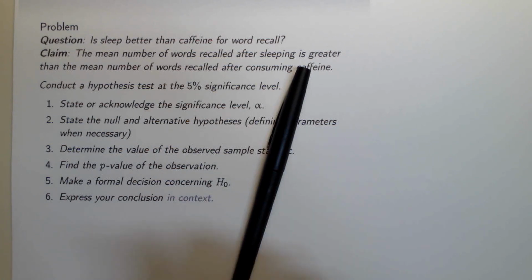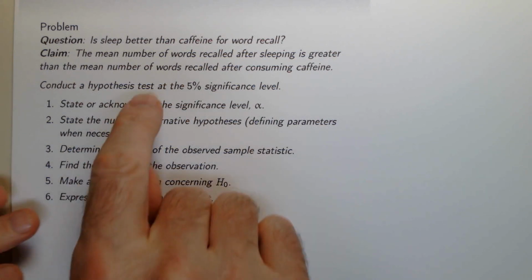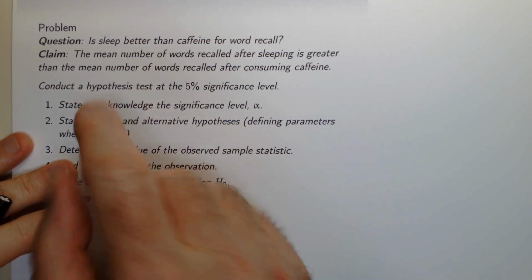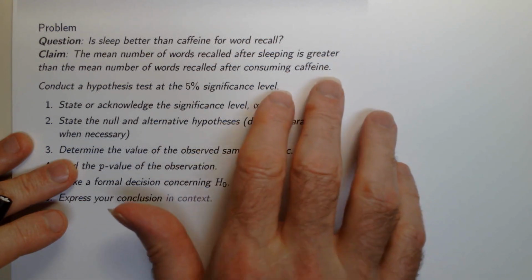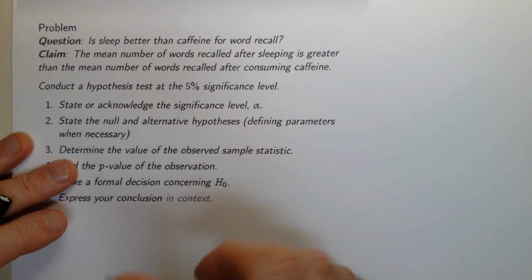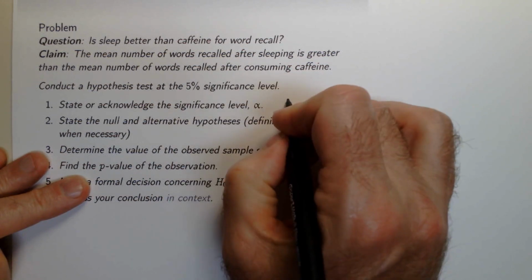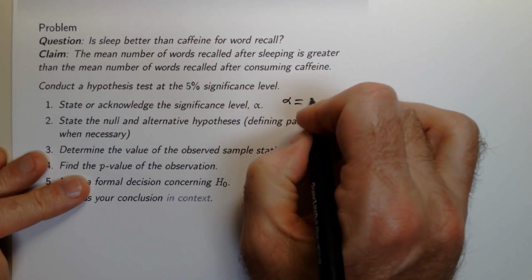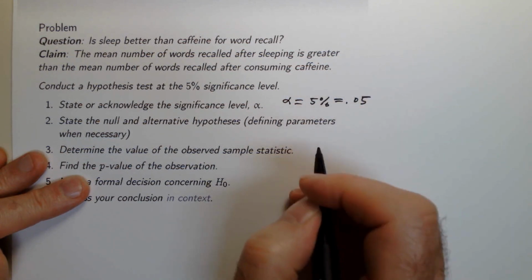All right, welcome to the document camera. Remember, the claim to be tested here is that the mean number of words recalled after sleeping is greater than the mean number of words recalled after consuming caffeine. We're conducting a hypothesis test at the 5% significance level. So part 1, state or acknowledge the significance level alpha. Well, that's easy. We've been given that alpha is equal to 5%, or we could write that as 0.05.